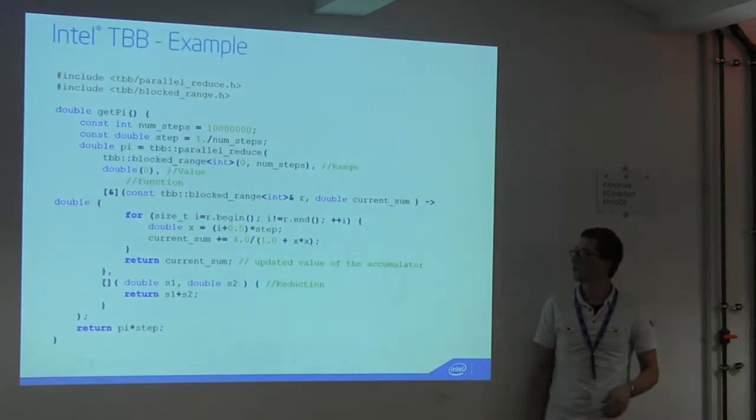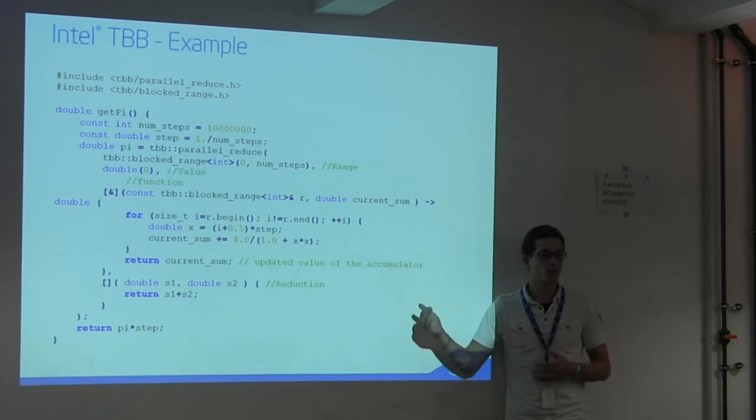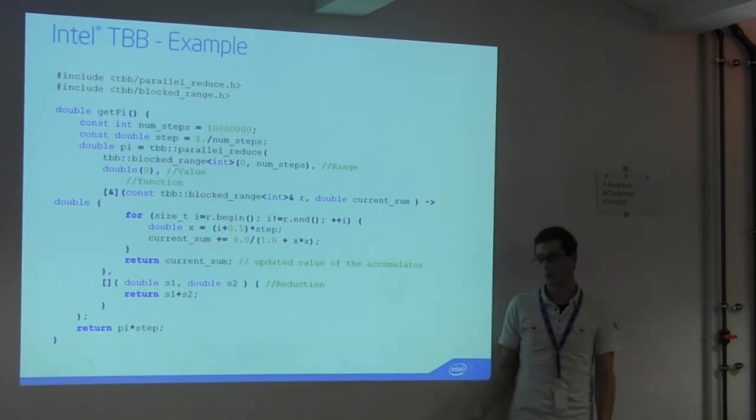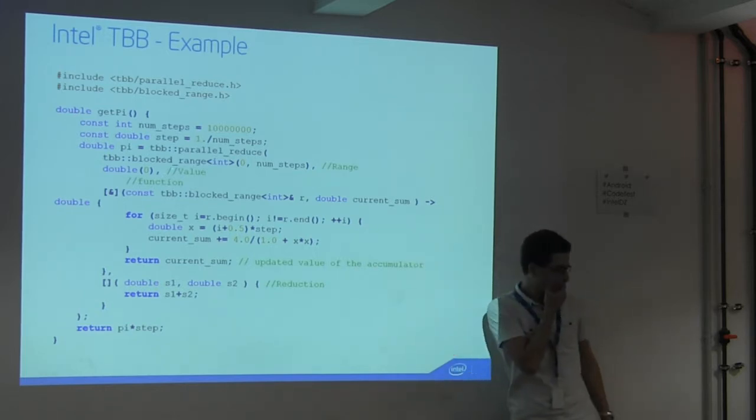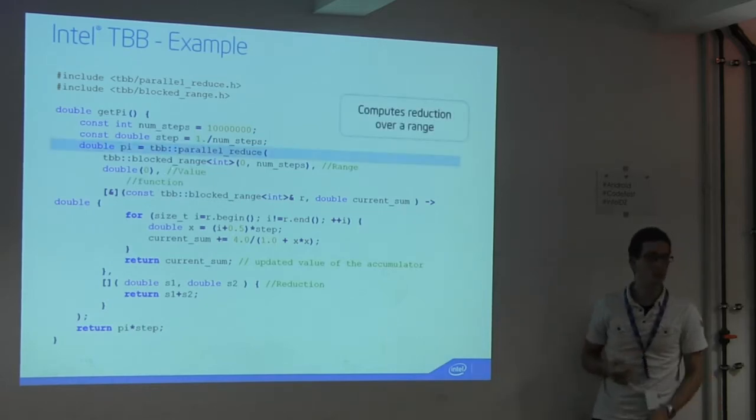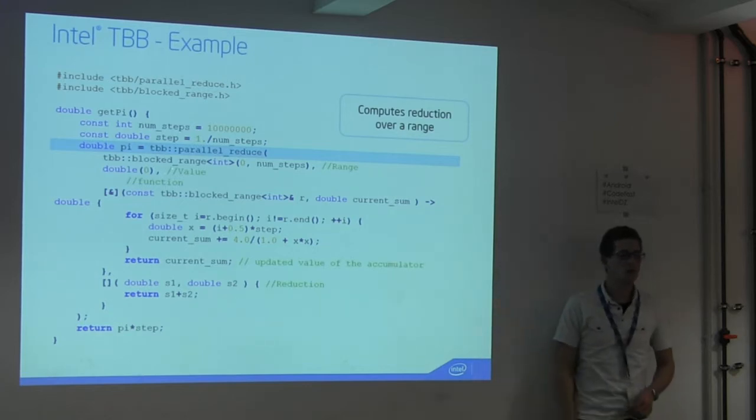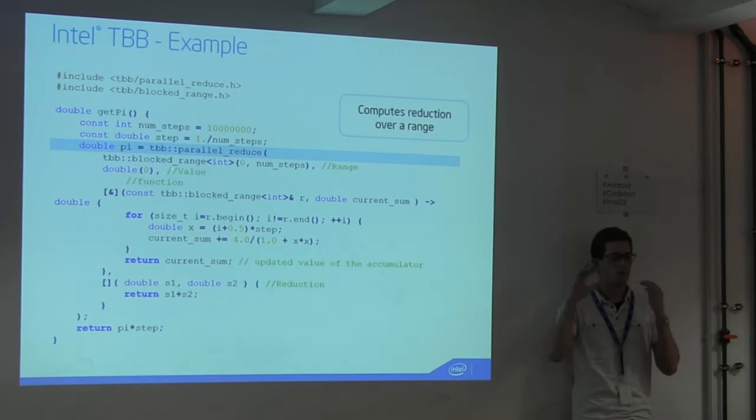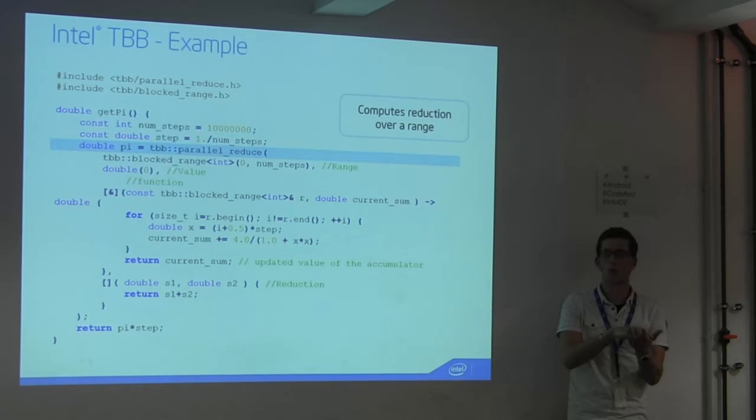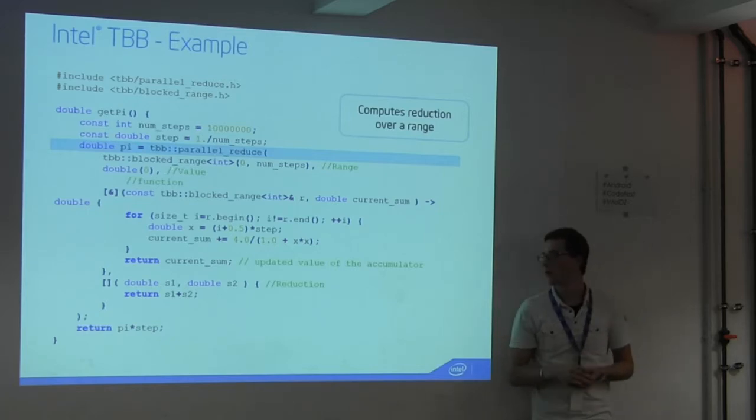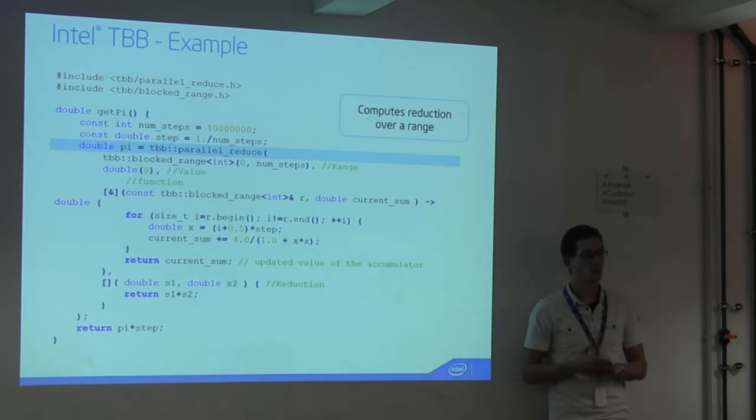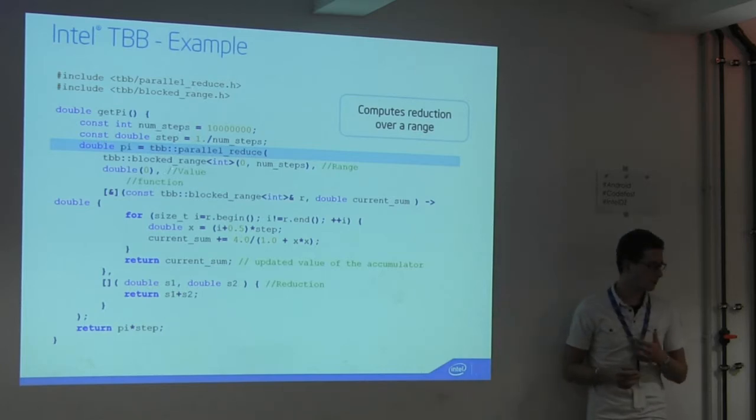So here is an example of how to compute Pi. It's C++ with lambdas, using TBB methods. Here it's using parallel_reduce. Parallel reduce takes as input a range of operations, the function you want to be executed on each part of this range, and also a method that will add the results from these different loops together. Not necessarily add; it depends on what you want.